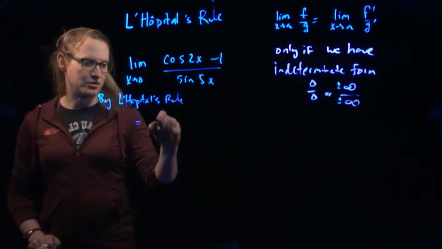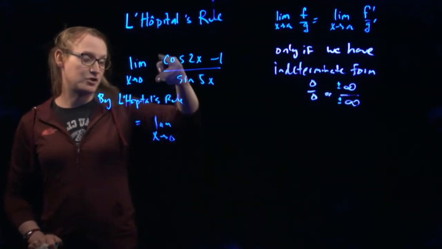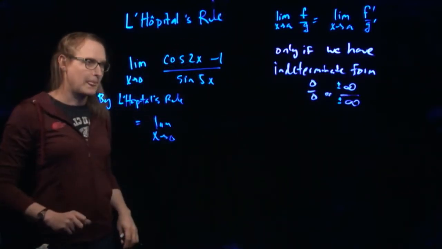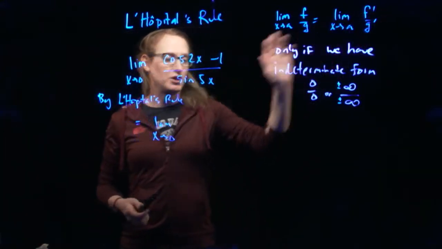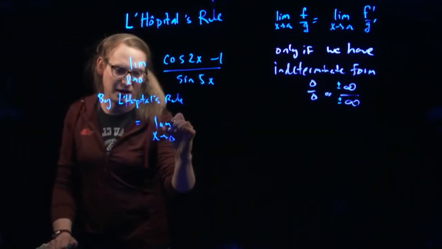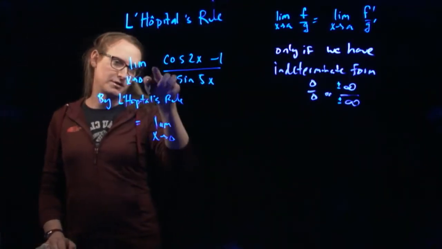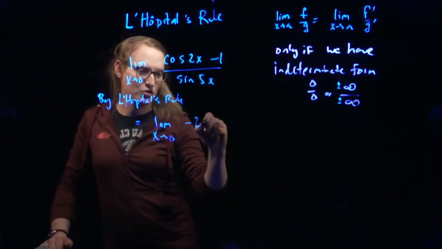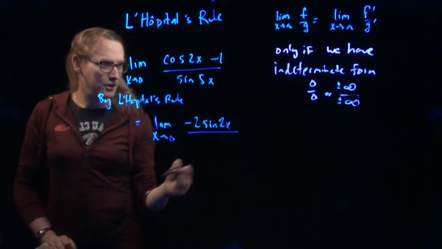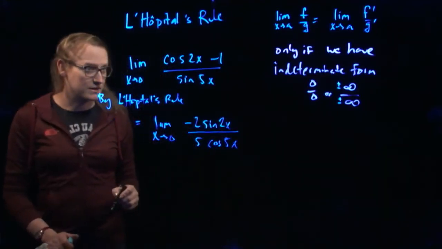this thing is equal to the limit as x approaches 0 of the ratio of the derivatives of those two things, right? I'm not taking the derivative of this expression. I'm taking f prime over g prime. I'm taking the derivative of each of those two things separately. So I'm not using the quotient rule here because I'm not taking the derivative of this expression. So let's take the derivative of the top. I'm going to have minus 2 times sine of 2x. And on the bottom, I pick up 5 times cosine of 5x.